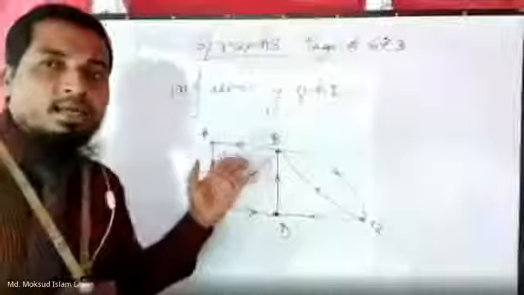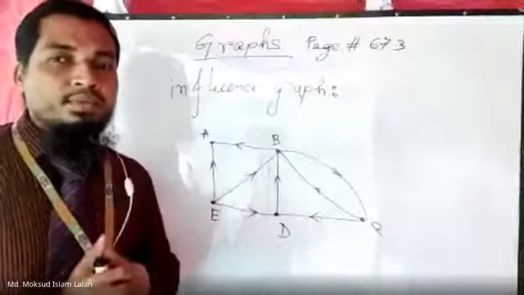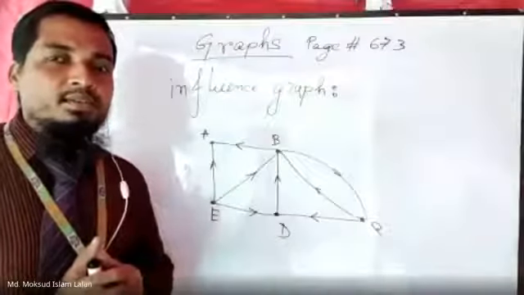So, with an undirected graph, you cannot form an influence graph. Is it clear?